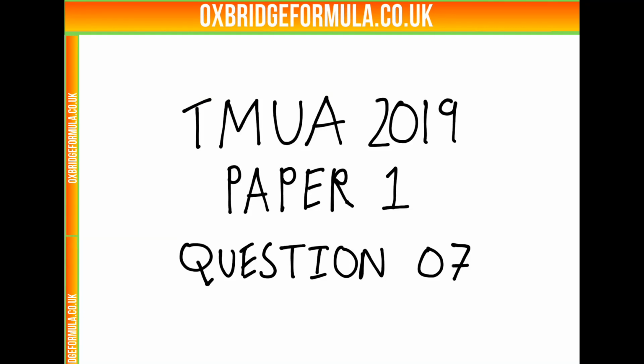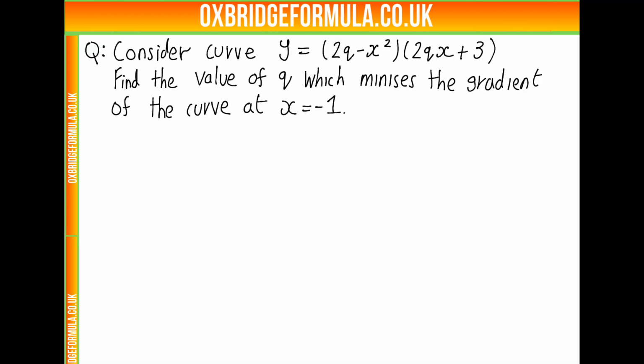This is the solution video for question 7 from paper 1 of the 2019 TMUA exam. In this question, we're asked to consider this curve y is equal to (2q minus x squared) times (2qx plus 3), where q is some real number parameter.